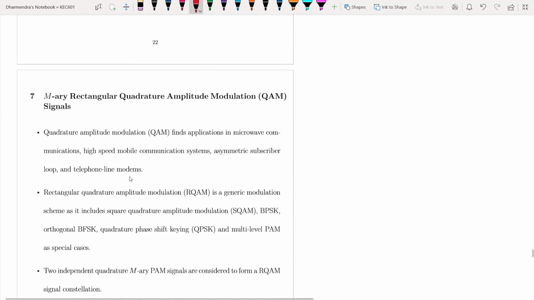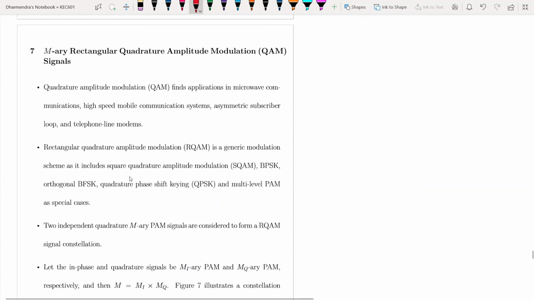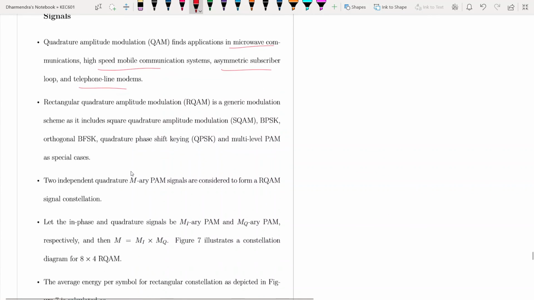Now another type of modulation scheme in which amplitude and phase differ for each waveform. This is called quadrature amplitude modulation. It finds applications in microwave applications, high speed wireless communication, asymmetric subscriber lines, telephone, 4G and 5G. For high data rates in the current generation, for 4G and 5G, we are using QAM modulation scheme. Okay, and this is a generalized modulation scheme. It includes square QAM, BPSK, orthogonal BFSK, quadrature PSK, and multi-level PAM as special cases.